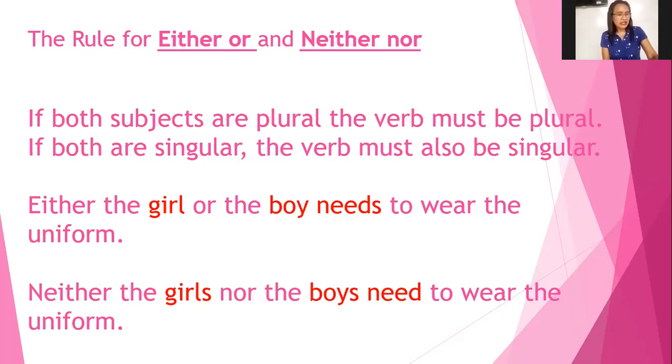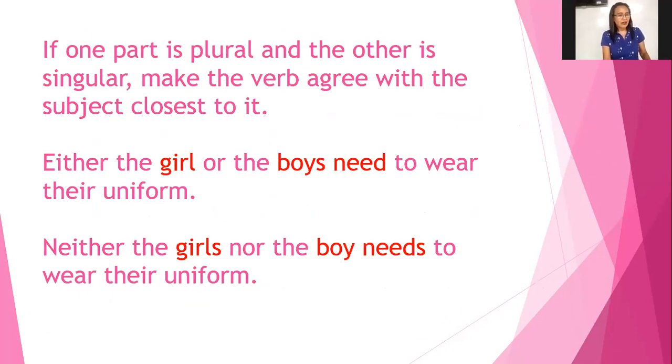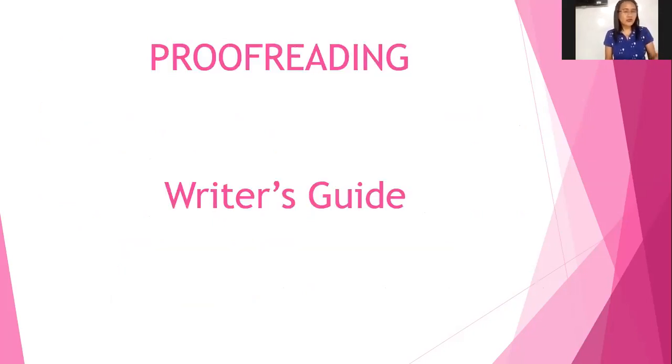If both are singular, the verb also must be singular. Here's the singular one. Either the girl or the boy needs to wear the uniform. Needs is also a singular form. Okay. What about if one part is plural and the other is singular? What will happen? The rule says make the verb agree with the subject closest to it.